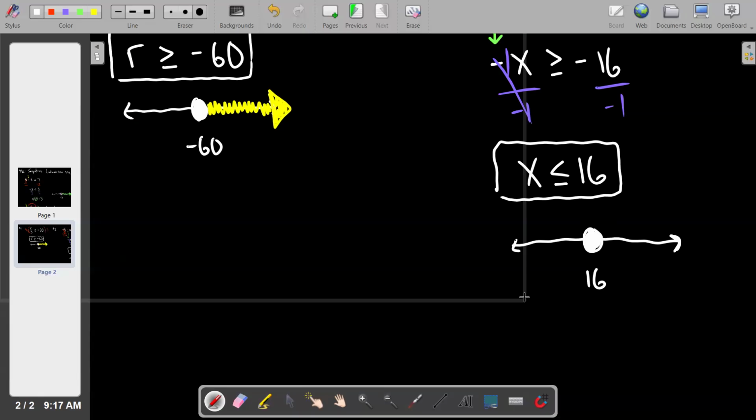Which way will I shade? Left is where the less thans go. So we'll shade left. You've known about number lines for a lot of years, and you know that numbers get less than as you travel to the left and greater than as you travel to the right. So just follow that understanding. Does that help a little bit?